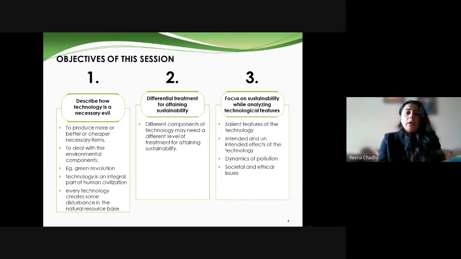Now, if you see the green revolution, it also started with the purpose of producing more and more crops in the limited resource of land and fertilizers, as well as chemicals, as well as mechanical equipments which we were using for agriculture. Now the scenario changed after the green revolution. There was overproduction. Even the crops were getting stale when they were kept in the godown. So every technology creates some disturbance in the natural resource space. So you have to see, differential treatment has to be given for attaining sustainability. You cannot take any technology and use it for every kind of problem. For every problem, there has to be a tailor-made solution of utilizing that technology, and we'll be studying in this lecture how we can go about it and how we can focus on sustainability while analyzing technological features.